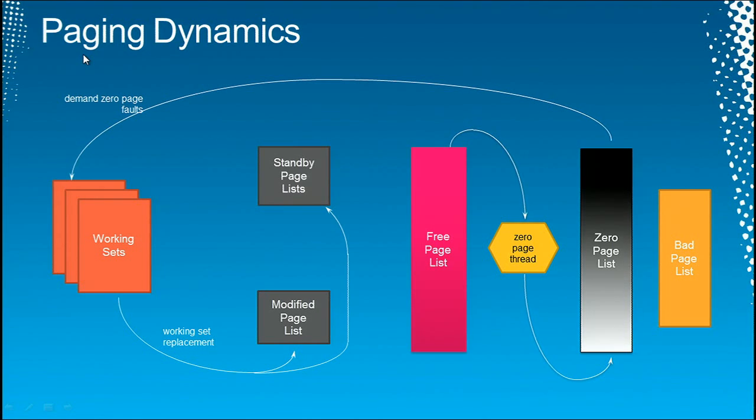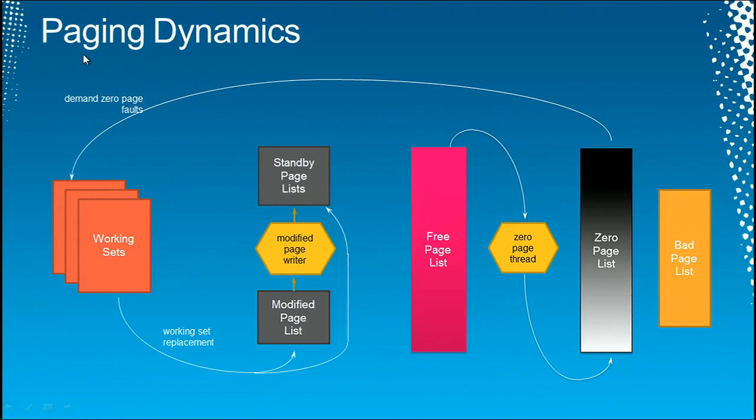And it's actually the job of a modified page writer to take those pages and write them out to disk. So he's a little bit more lazy than the zero page thread. The zero page thread is just like, I want to zero every page that gets on that free page list, and I'm going to do it as fast as I possibly can.